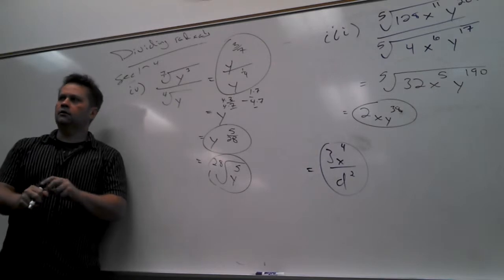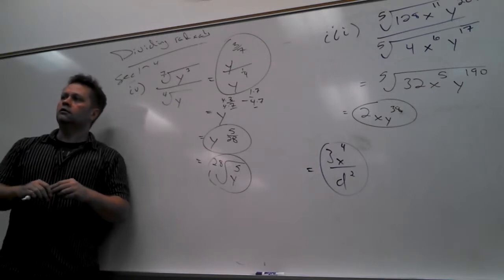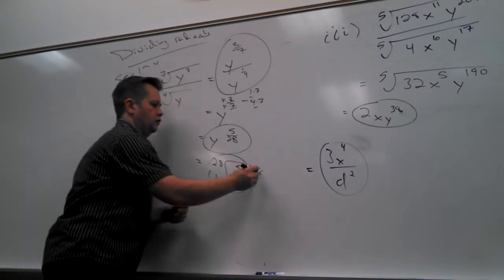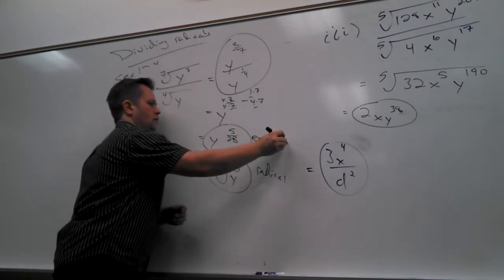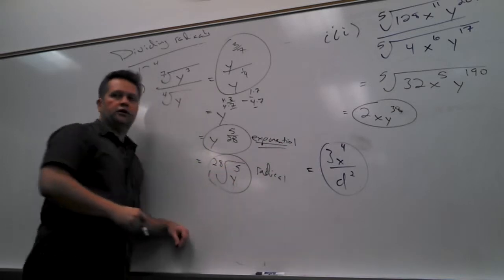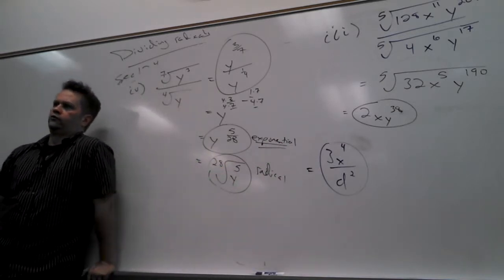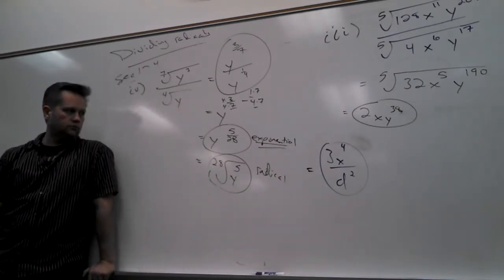This is radical form, and the first one is what? Exponential form. Because again, math people are very creative. It's got exponents, so call it exponents.